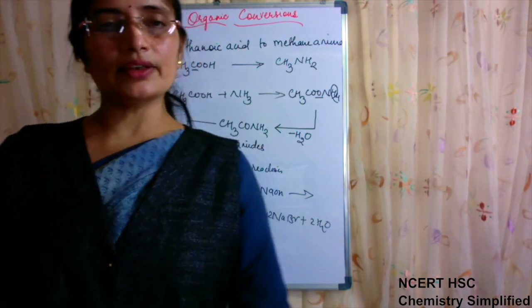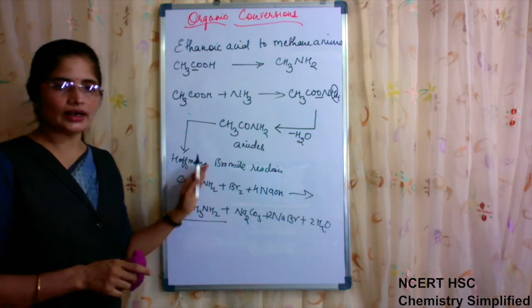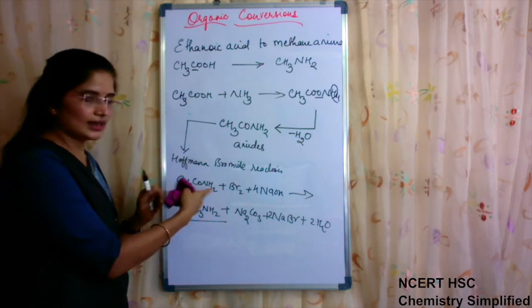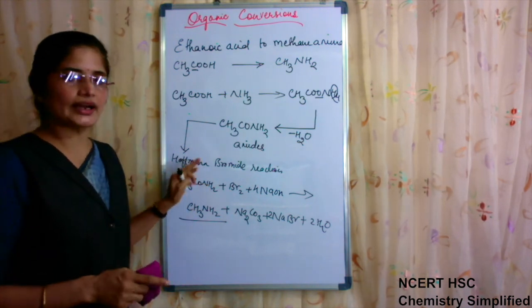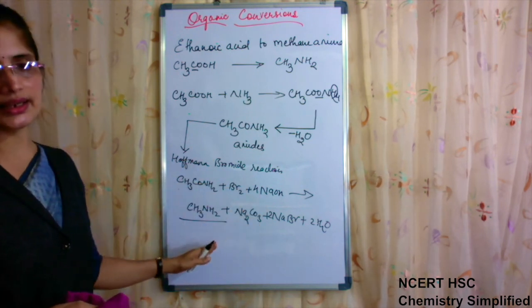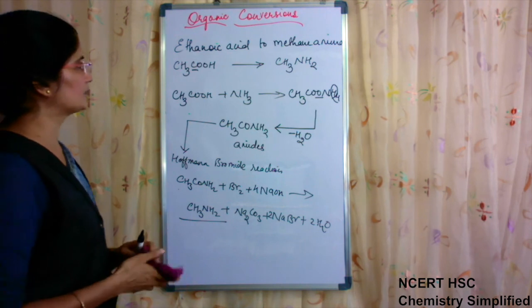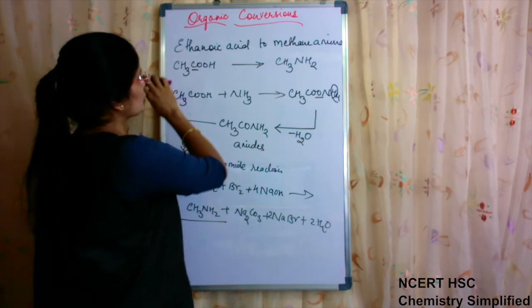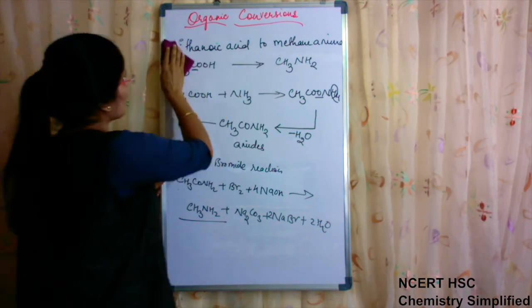Okay, so whenever in case of amines we require degradation having less carbon atom, we will always try to reach this reaction, so that we can get one carbon atom less. Okay, so this is your first conversion, ethanoic acid to methanamine.